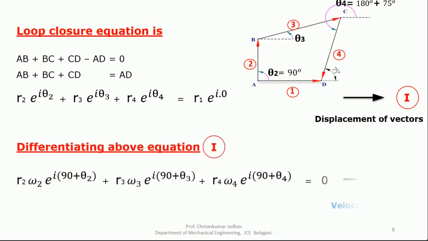Then we'll differentiate the above equation 1 so that we get R2 omega 2 e to the power i (90 plus theta 2) plus R3 omega 3 e to the power i (90 plus theta 3) plus R4 omega 4 e to the power i (90 plus theta 4) is equal to 0. We'll represent this as equation 2, where equation 1 is displacement of vectors and equation 2 is velocity of vectors.